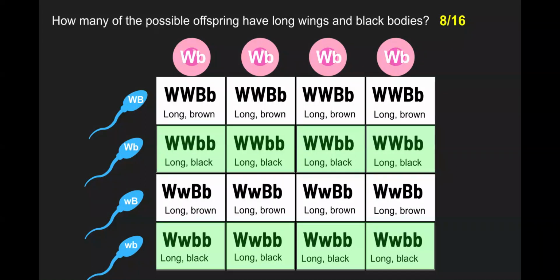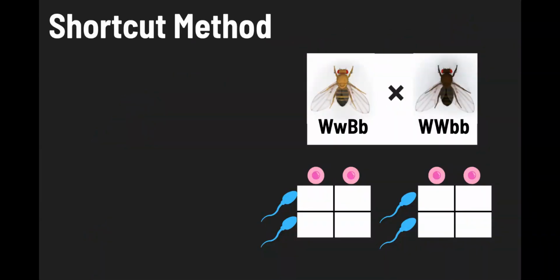Okay, 8 out of 16 is equal to 1/2, which is equal to 50%. So the probability of this couple producing offspring that have long wings and black bodies would be 8/16 or 1/2 or 50%. You could use any of those numbers. All right, that shows you how to perform a dihybrid cross. Now, I want to end the video by showing you a shortcut method.